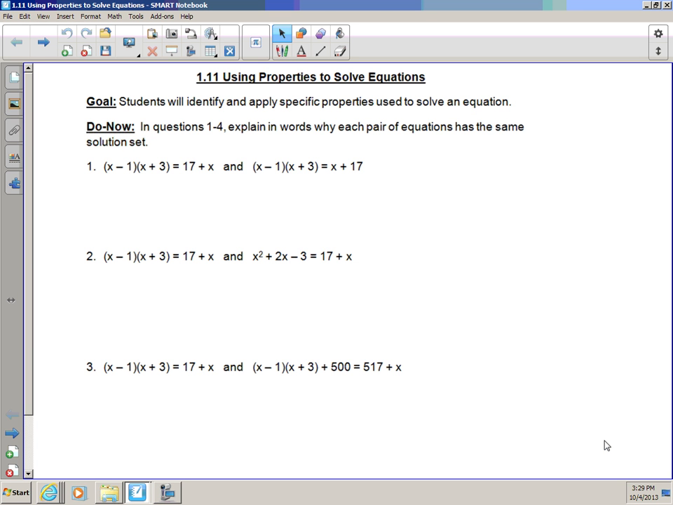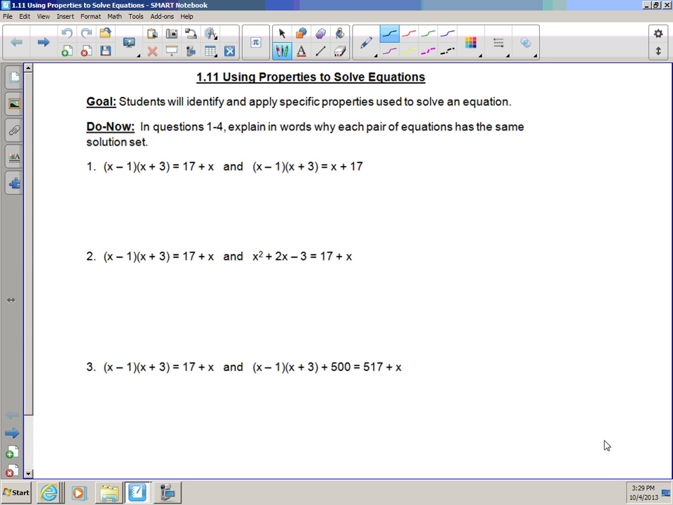The purpose of this lesson is to show how properties are used to solve equations. You're familiar with solving equations from last year in 8th grade. What we want to do today is show you how properties are specifically what are used to solve an equation to come to an answer. So let's take a quick look at the Do Now, which most of these should be pretty obvious.